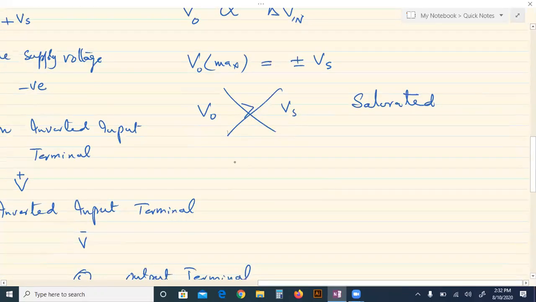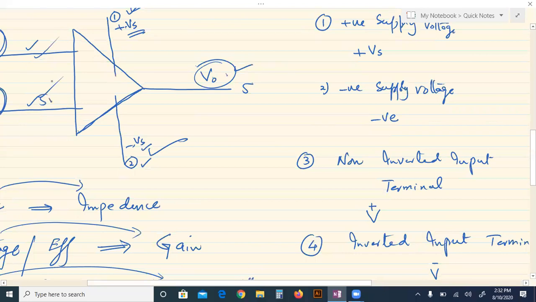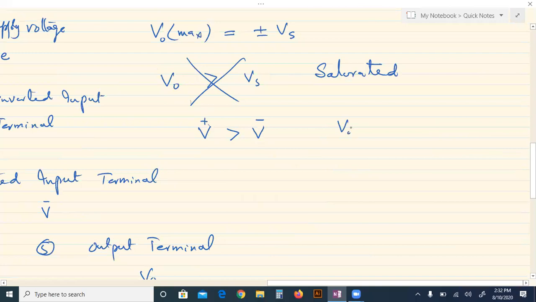And do remember, if the non-inverted terminal voltage is greater in magnitude than the inverted, for example, this is 5 volt, this is 2 volt, then the output will be positive in polarity. And if the non-inverted is smaller than the inverted in magnitude, then the polarity of the output will be negative.